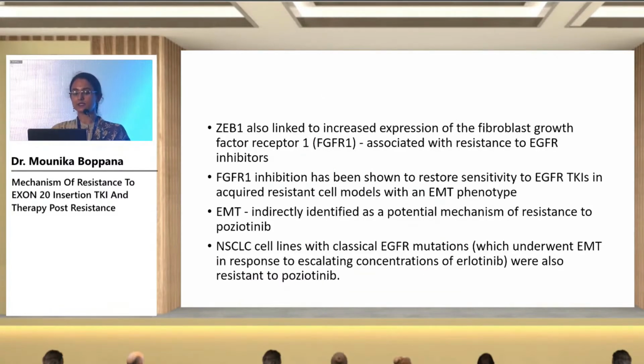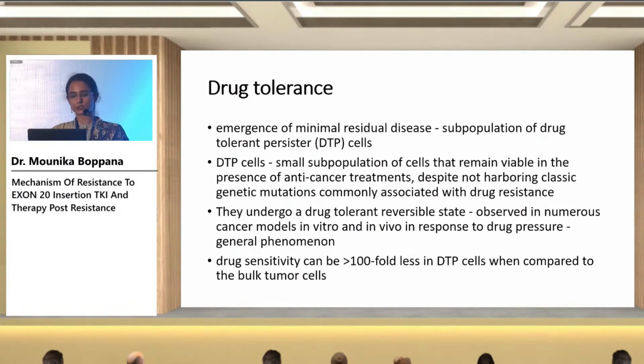And ZEB1 is also linked to increased expression of fibroblast growth factor receptor 1, which is associated with resistance to EGFR inhibitors. So FGFR1 inhibition is another potential area. If that can be done, then that can restore the sensitivity to EGFR TKIs in acquired resistant cell models with an EMT phenotype. So that's how EMT indirectly has been identified as a potential mechanism of resistance to poziotinib.